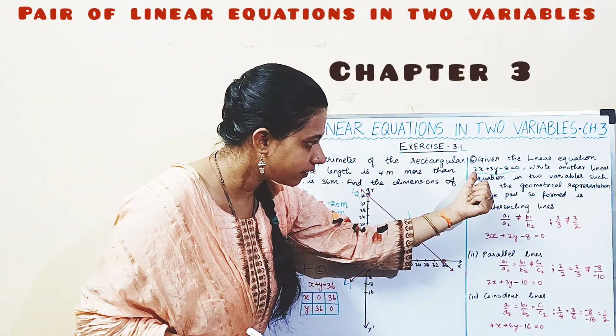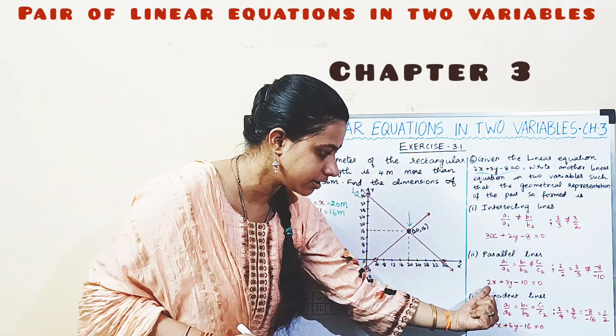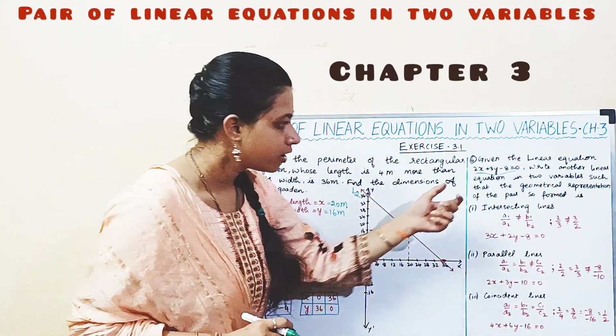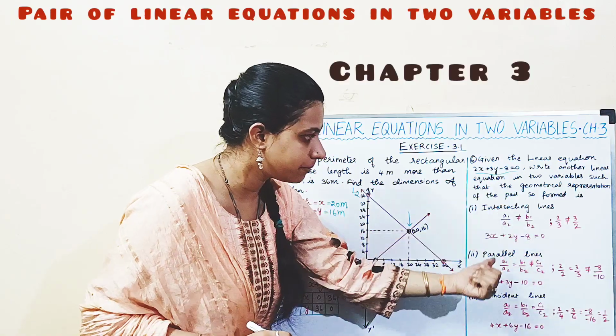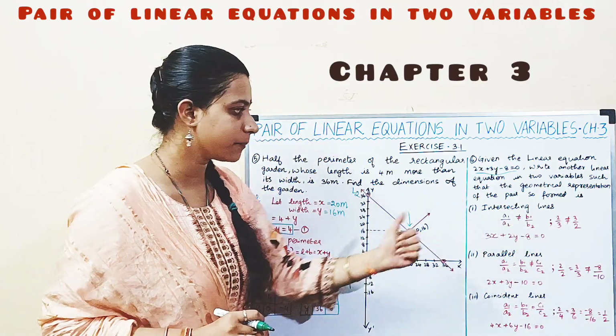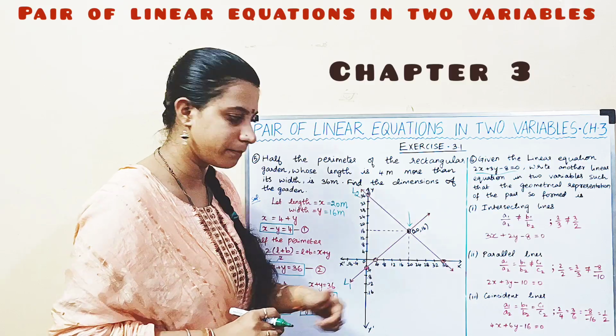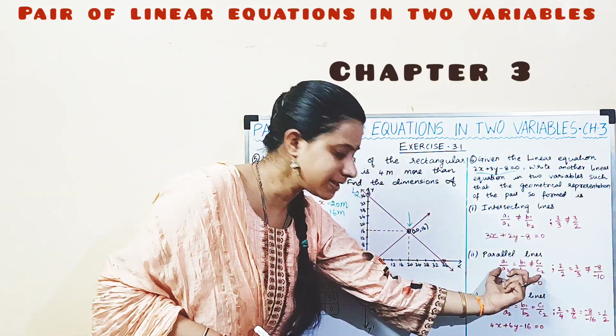So what are we doing? We are taking the variable part as it is. 2x plus 3y minus 10 equal to 0. Okay. Here 2 by 2 will be equal to 3 by 3 which is equal to 1 by 1 and minus 8 by minus 10 will not be equal to 1 by 1. So this condition will be satisfied.